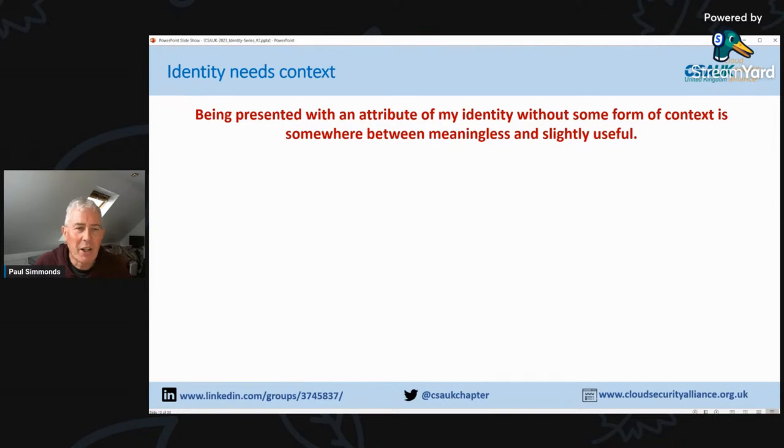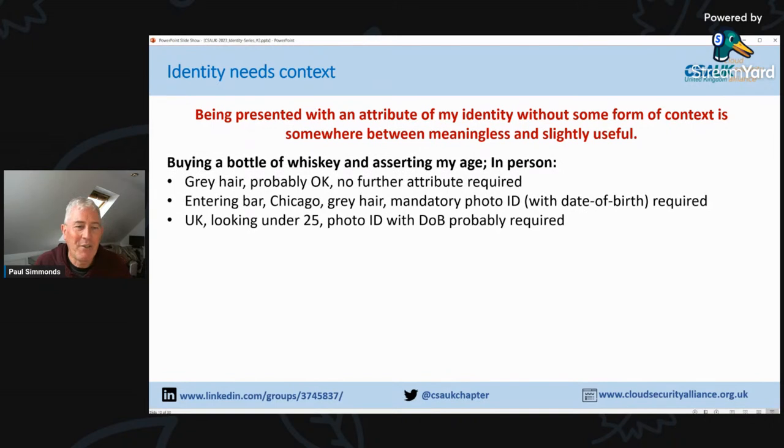So identity needs context. Being presented with an attribute of my identity without some form of context is somewhere between meaningless and slightly useful. If I hand you an attribute that says 2 meters 15, that's an attribute. But without a context of what that attribute is and who it belongs to, it is totally meaningless to you. You might guess that that's my height. It might not be. It might be something I've just made up. It might be something totally different. So let's give you an example.